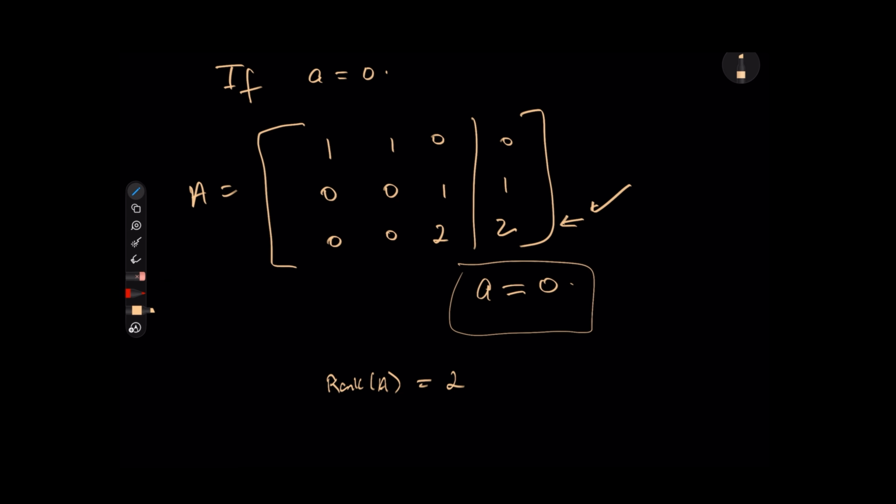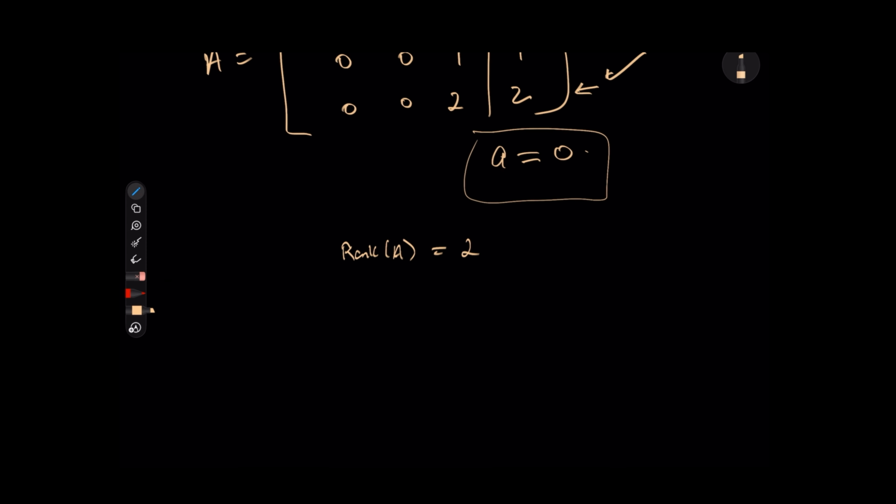If the rank of the coefficient matrix is equal to 2, the augmented matrix is also consistent and it has no extra independent rows. So the rank of the augmented matrix as well would also be 2, which means unlike before, the nullity of A, which would be equal to 3 minus the rank of A, will give us 1.